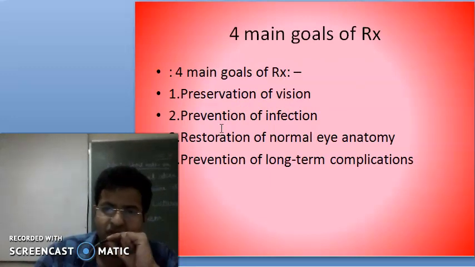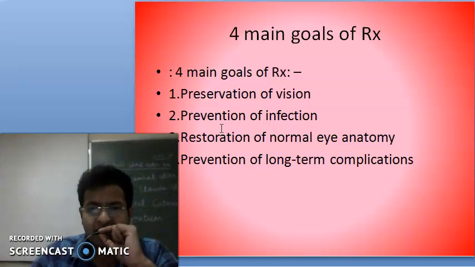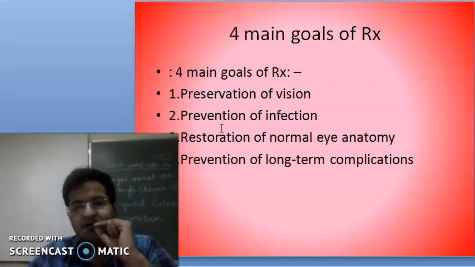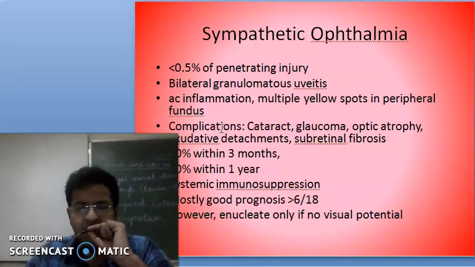What are the main goals of treatment? Four main goals of treatment are preservation of vision. We have to prevent any form of infection. We have to restore the normal eye anatomy as far as possible, and we have to prevent the long-term complications because of the surgery or the trauma.